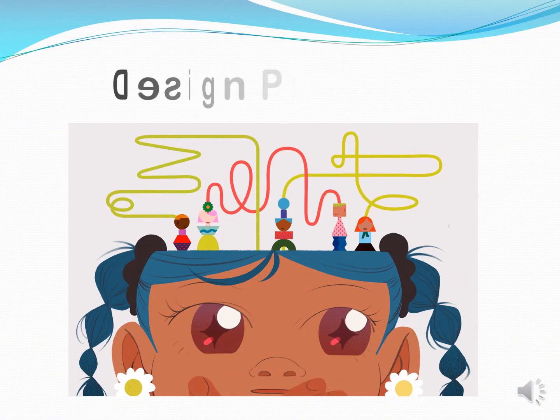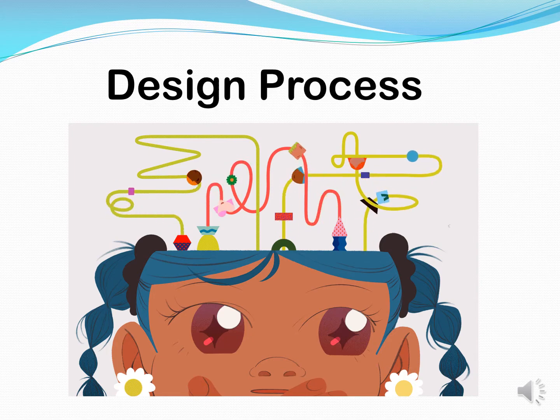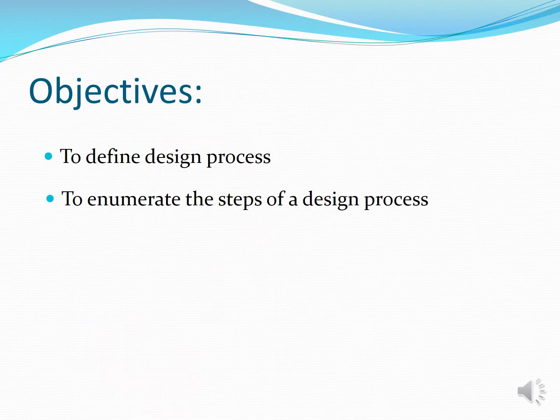Our lesson for today is about design process. Here are the objectives. First, to define design process. Next, to enumerate the steps of a design process.